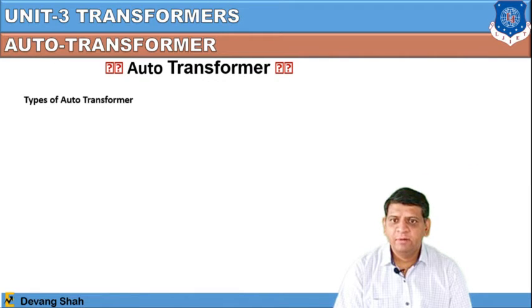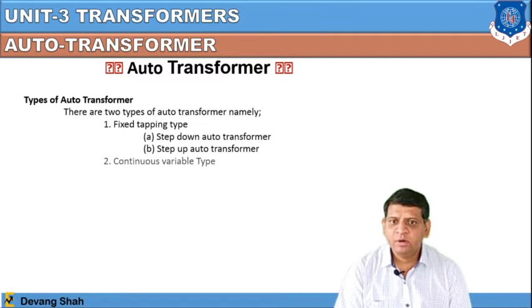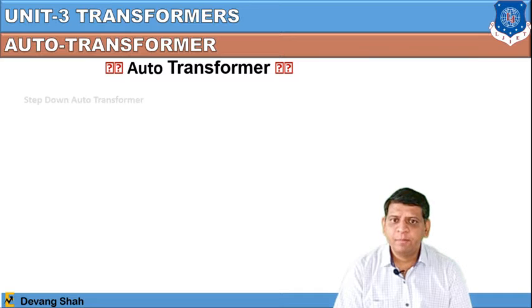There are two types of auto transformer: one is called the fixed tapping type, and the other is the continuous variable type. In the fixed tapping type there are step down auto transformer and step up auto transformer. In the continuous variable type transformer we are much more interested. But first, let's discuss the step down auto transformer.